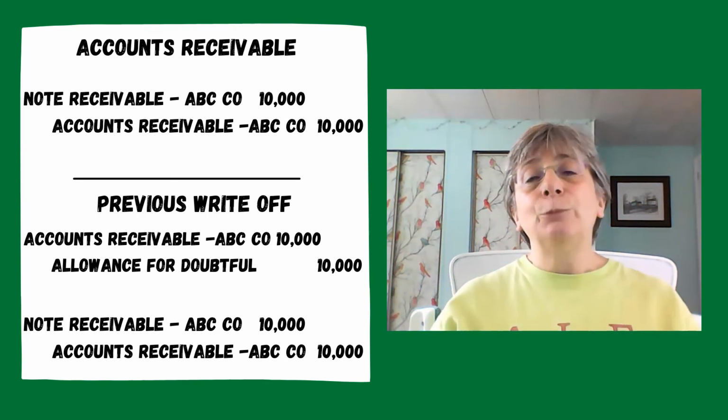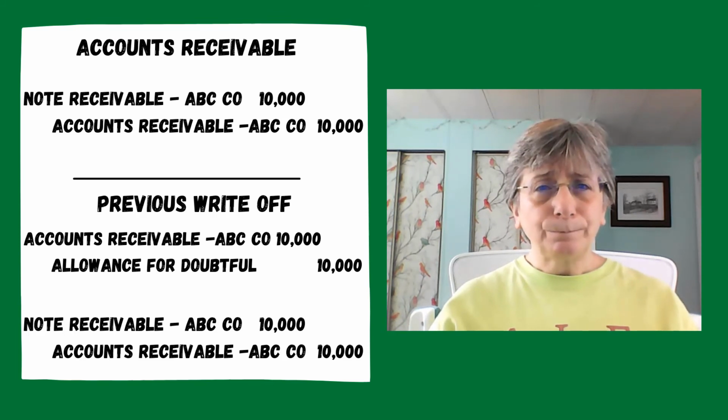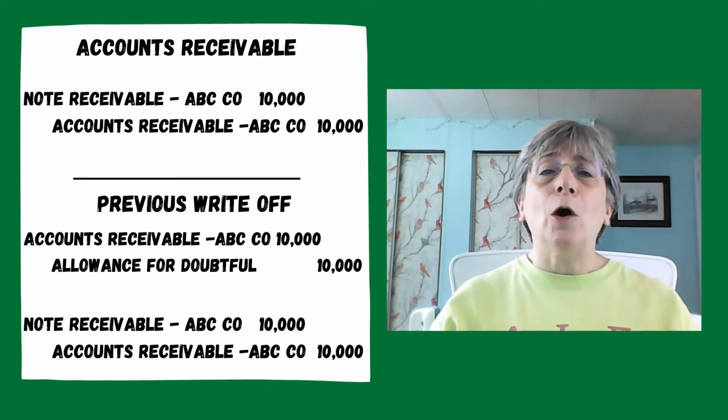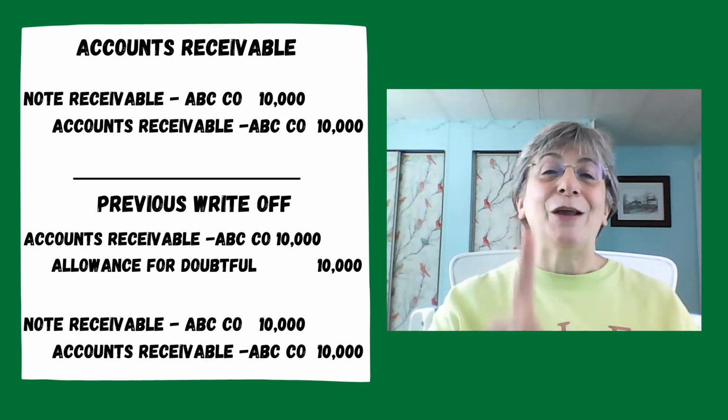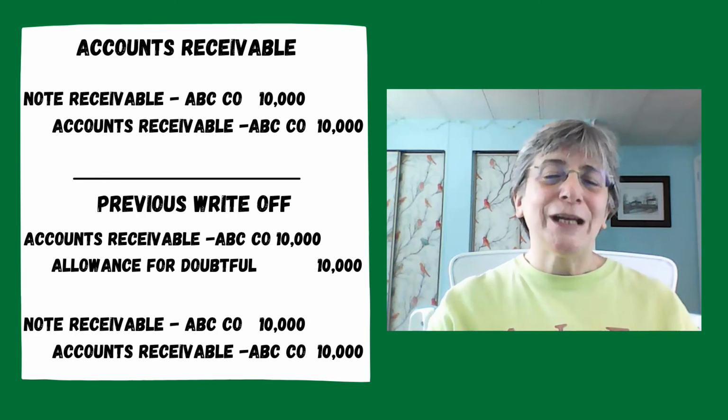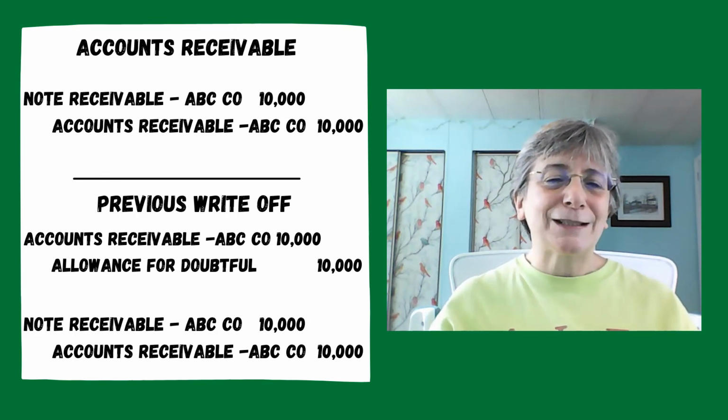But of course your textbook will throw you another wrinkle. What if you've already written off that accounts receivable? It's not currently in accounts receivable, it's in allowance for doubtful accounts. And I will link the video for the allowance for doubtful accounts in case you haven't been through that yet, because you'll need to understand that for your accounting class.